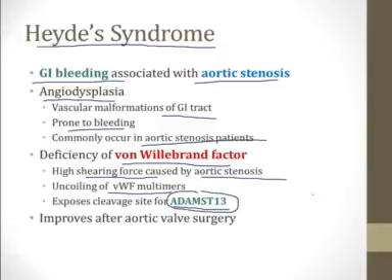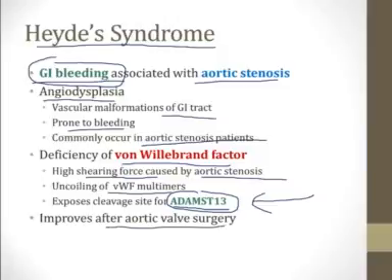In Hyde syndrome, you have overactivity of ADAMTS13. It's breaking down von Willebrand factor multimers and causing von Willebrand factor to be less efficient. So this also leads to the GI bleeding that is seen in patients with aortic stenosis. And all of this improves after aortic valve surgery.